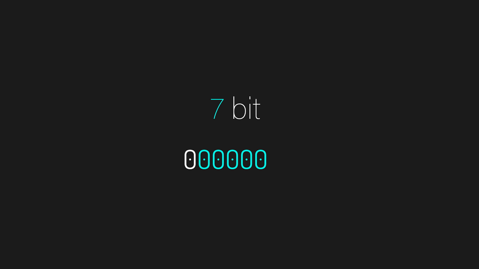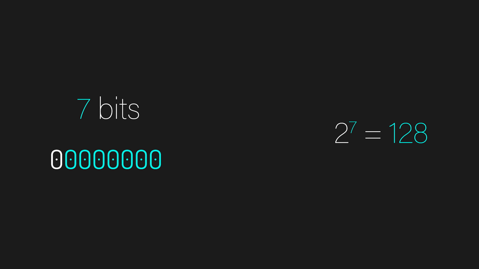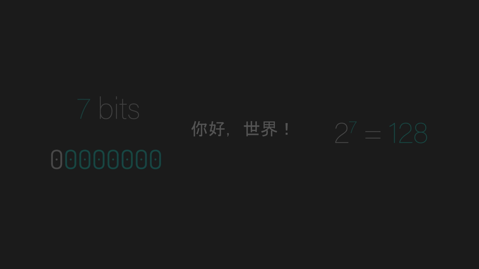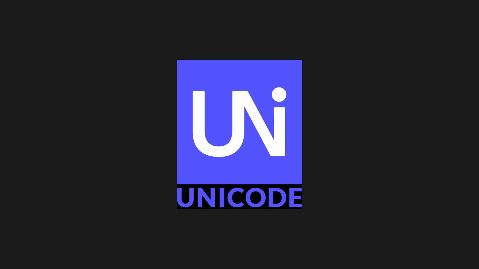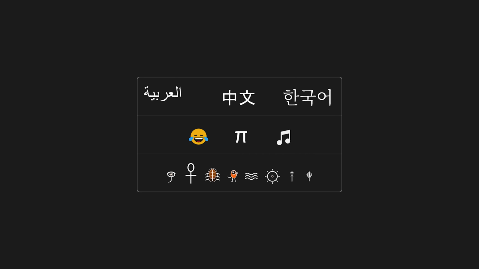Since ASCII uses 7 bits per character, it can represent 128 different characters. That was fine for English, right? But what about other languages? What about emoji? That's where Unicode comes in. Unicode is a much more comprehensive system that can represent over 1 million different characters. It includes every language you can think of: Arabic, Chinese, Korean, mathematical symbols, musical notations, and even ancient scripts that nobody speaks anymore.